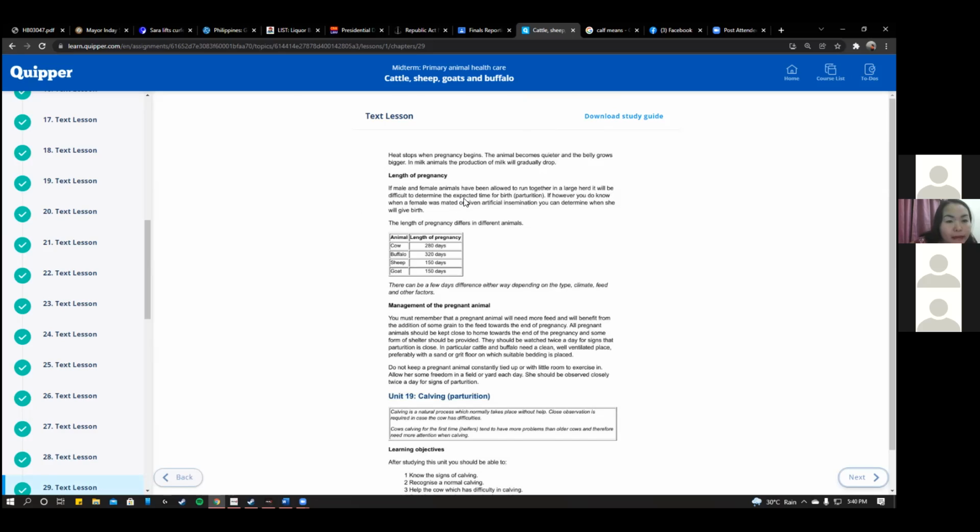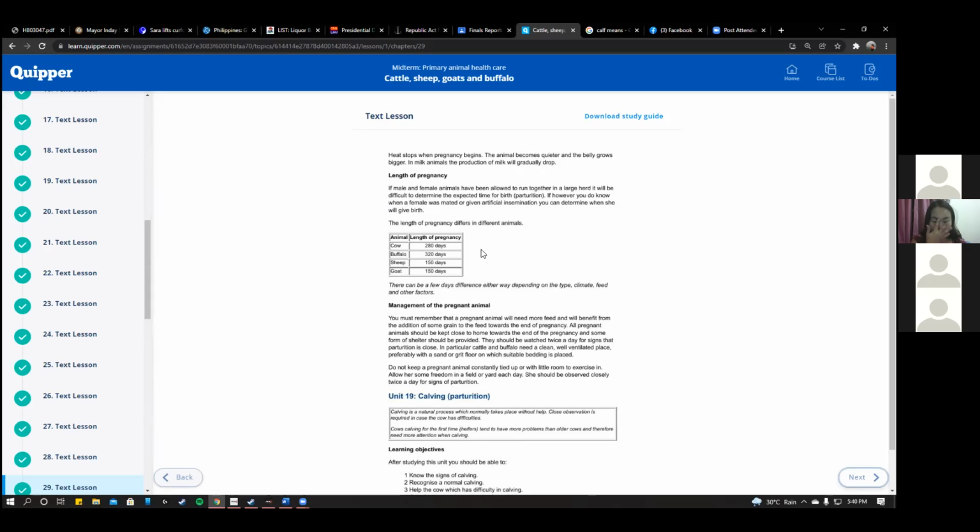So, length of pregnancy. If male and female animals have been allowed to run together in a large herd, it will be difficult to determine the expected time of birth or parturition. If, however, you know when a female was mated or given artificial insemination, you can determine when she will give birth. The length of pregnancy differs in the different animals.